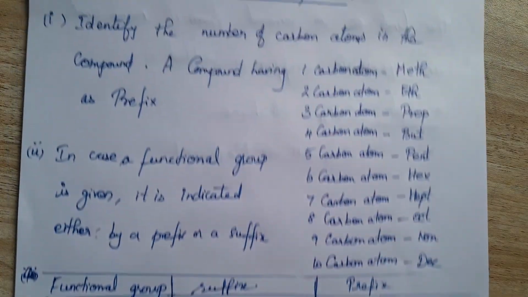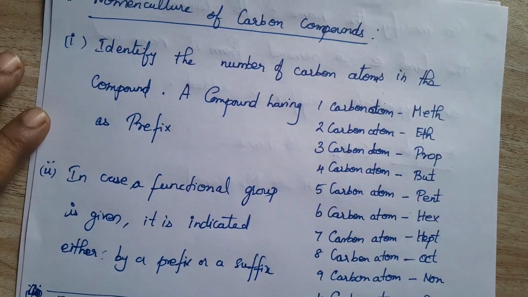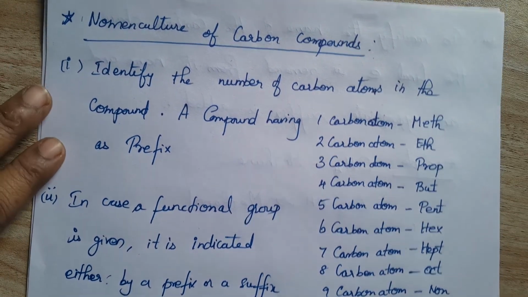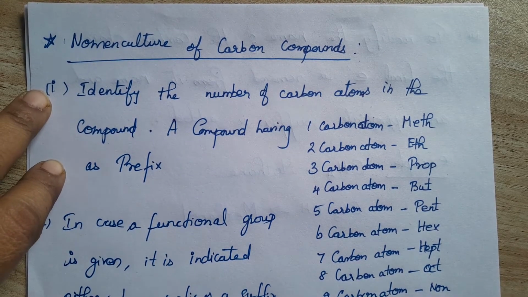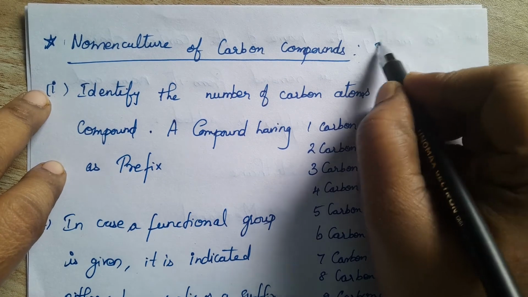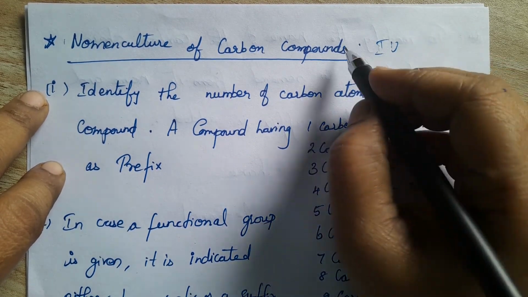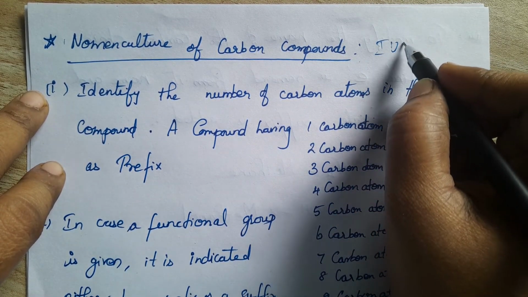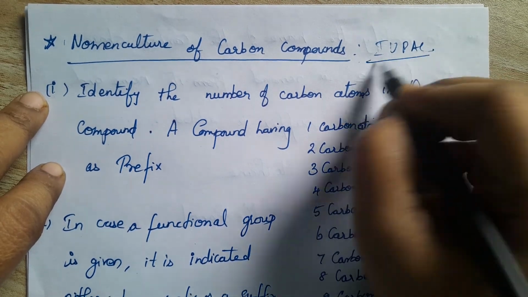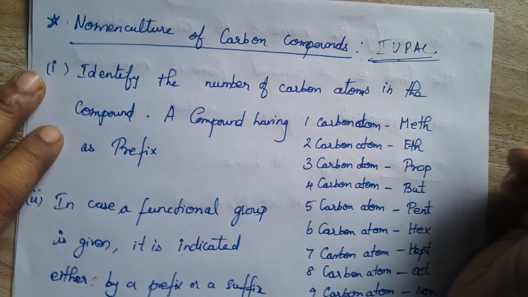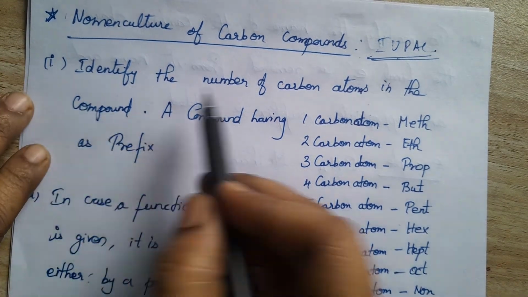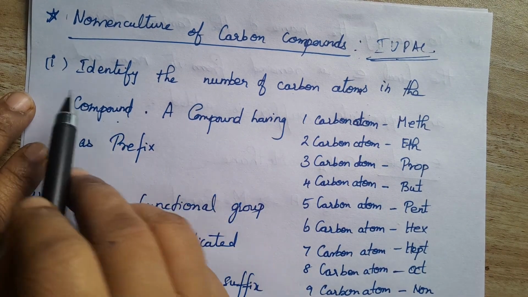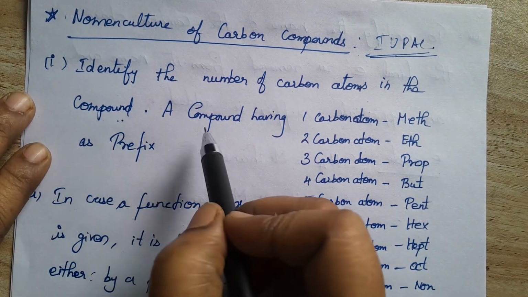Okay, next, how to name these carbon compounds. You know that we give the name to any compound based on the IUPAC, the International Union for Pure and Applied Chemistry. Based on this only we'll be naming the compound, right? So how to name these carbon compounds? First, identify the number of carbon atoms in a compound. How many carbon atoms are there in the compound?